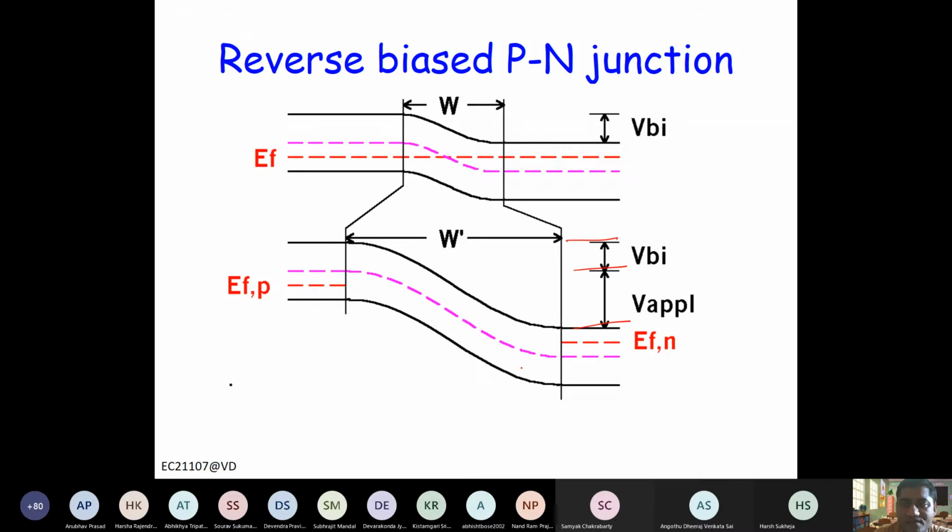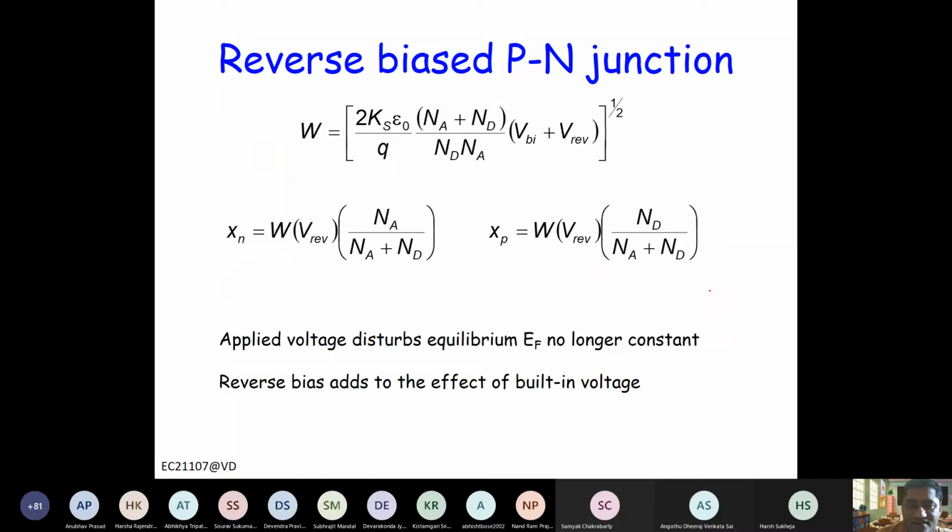So what is the expression for depletion width? It will be the same expression where V naught, the built-in potential, is replaced by the total potential. So it is the same expression with V built-in plus applied reverse bias.